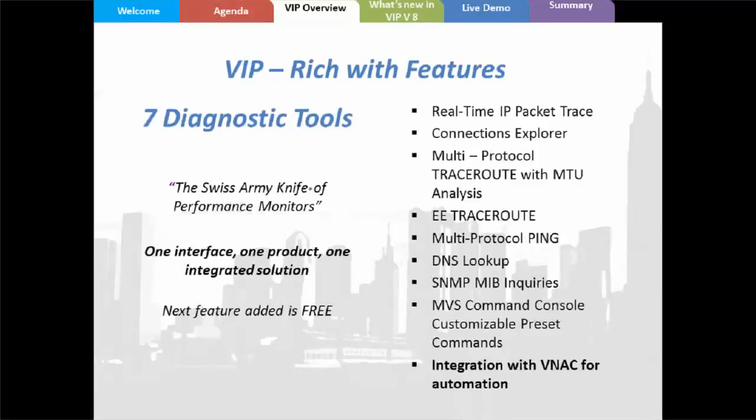VIP comes with a complete set of essential diagnostic tools for proactive information management. Our customers especially like the real-time IP packet trace and EE traceroute tools. And an important enhancement you'll see at the bottom of the slide is the further integration of VIP with its sister product, VNAC, for network and systems automation.